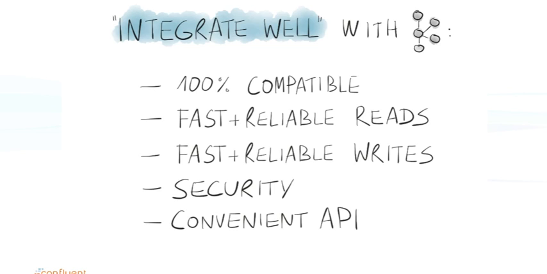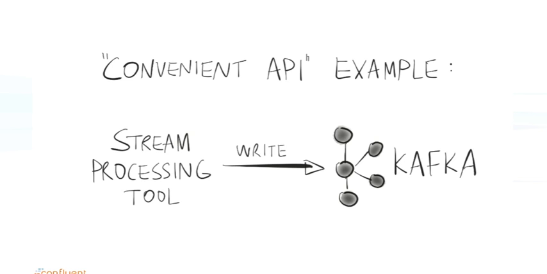And lastly, all of this functionality, all of this Kafka integration should be done in a way that it makes it a pleasure to use. It should be simple, easy, and fun, which is the point of something like a convenient API. And to give an example of what I mean by saying a convenient API, let's consider something like you have a stream processing tool and you write data from that tool to Kafka. What are the options currently?